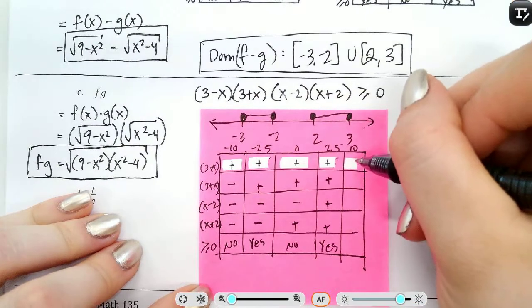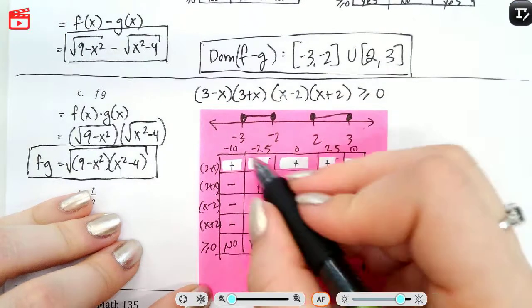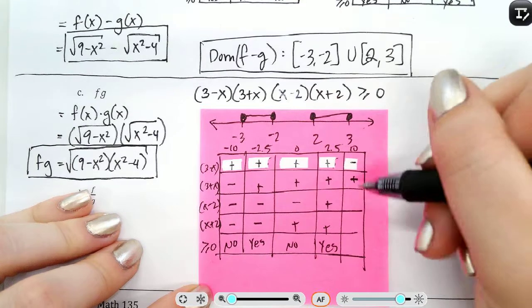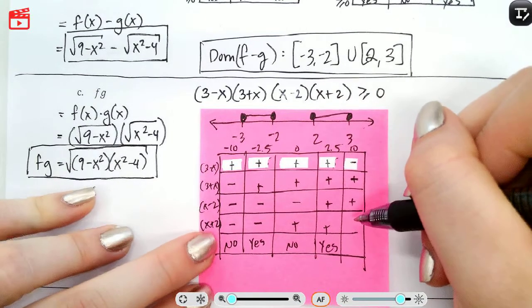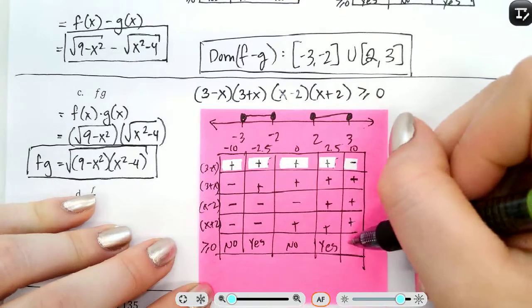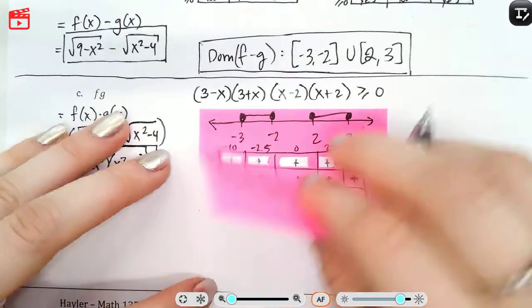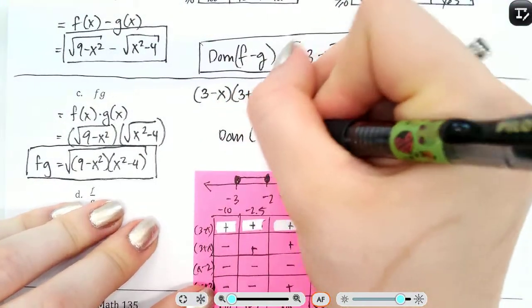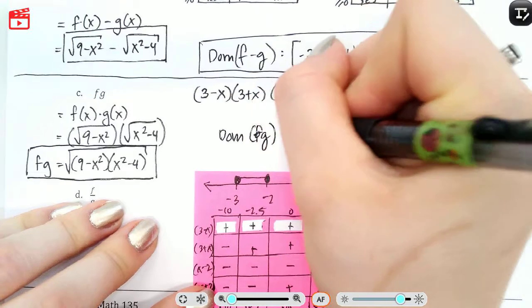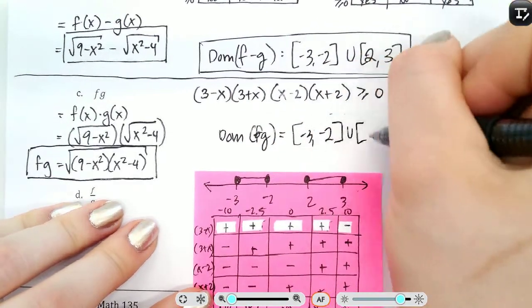Last one, negative, positive. Remember, I'm plugging these values into here and seeing what the sign would be. 10 minus 2, positive. 10 plus 2, positive. So total, it's not greater than or equal to 0. So there we go, that's my domain. So domain of f of g is going to equal -3 to -2, union 2 to 3.